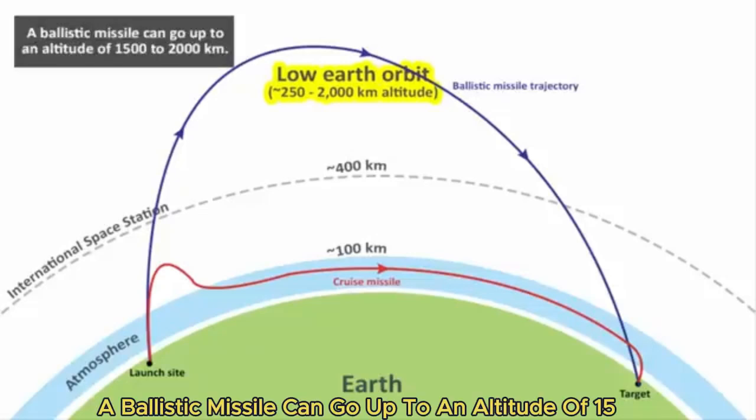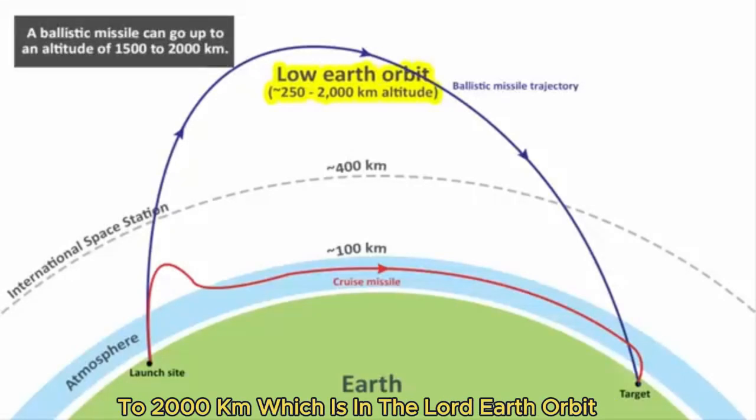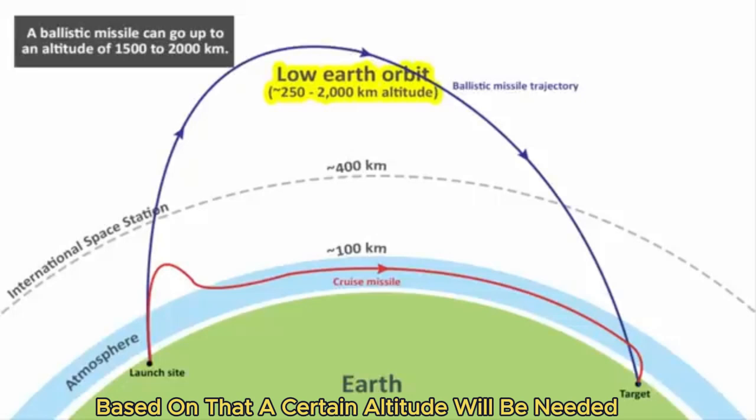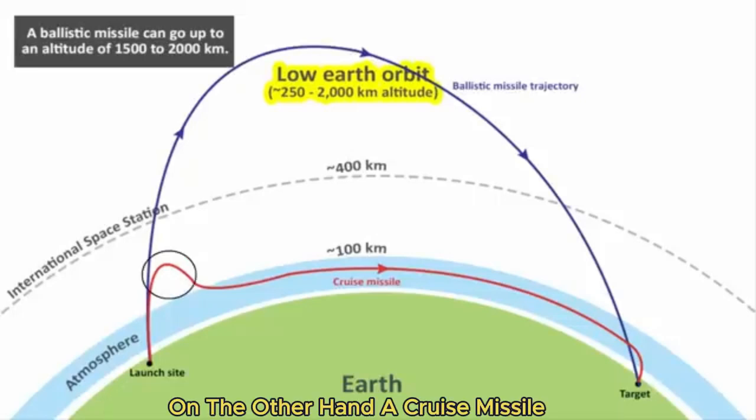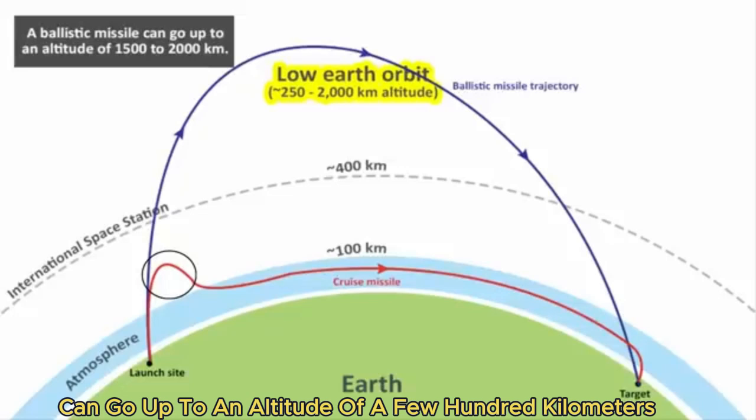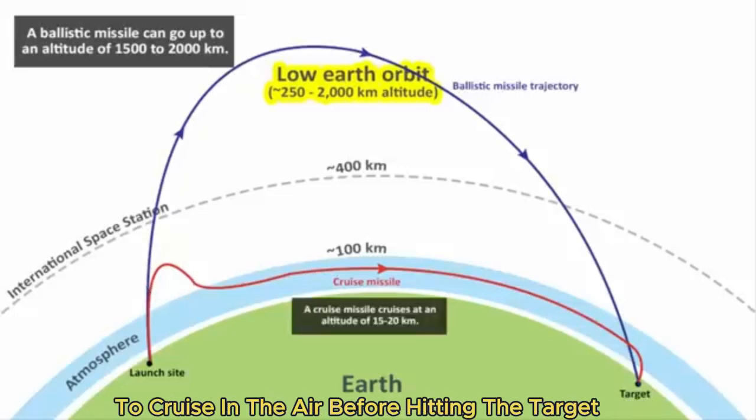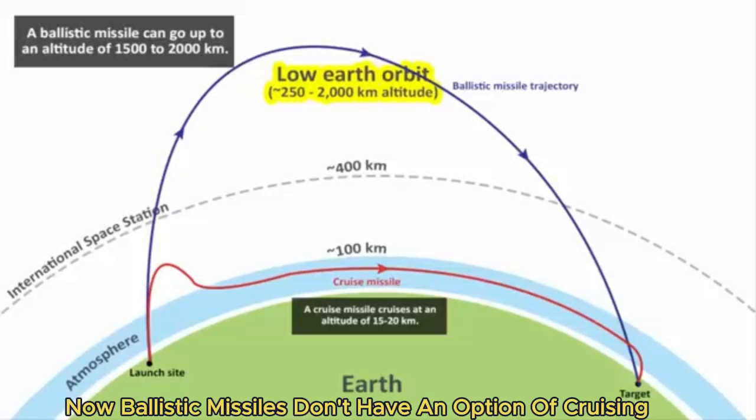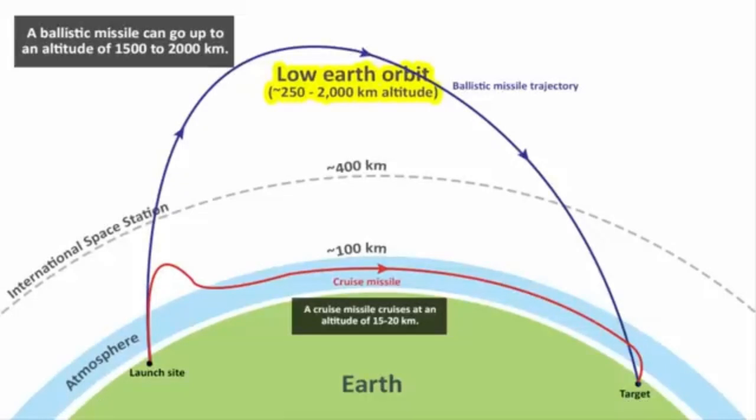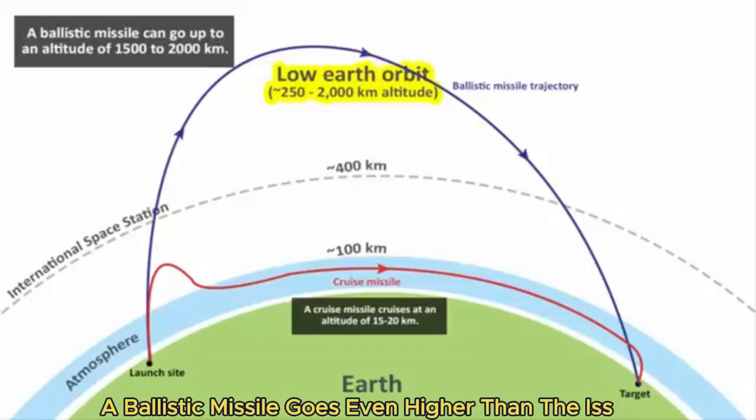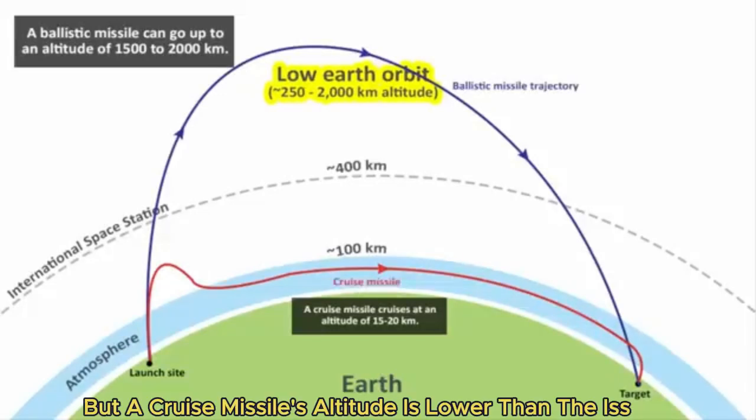A ballistic missile can go up to an altitude of 1500 to 2000 kilometers, which is in the lower Earth orbit. This altitude depends on how far your target is. Based on that, a certain altitude will be needed. On the other hand, a cruise missile can go up to an altitude of a few hundred kilometers or even less. It again has to come down at a low altitude to cruise in the air before hitting the target. Now, ballistic missiles don't have an option of cruising. The International Space Station is located at an altitude of around 400 kilometers. A ballistic missile goes even higher than the ISS, but a cruise missile's altitude is lower than the ISS.